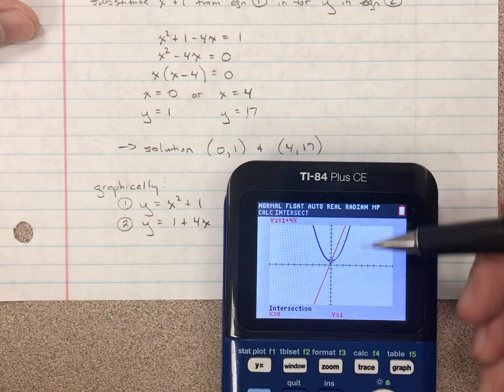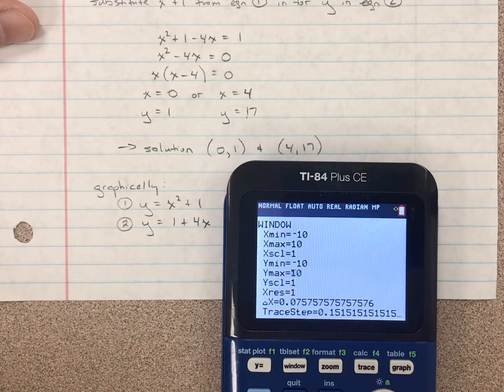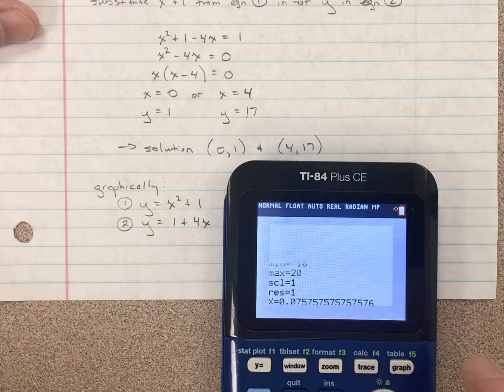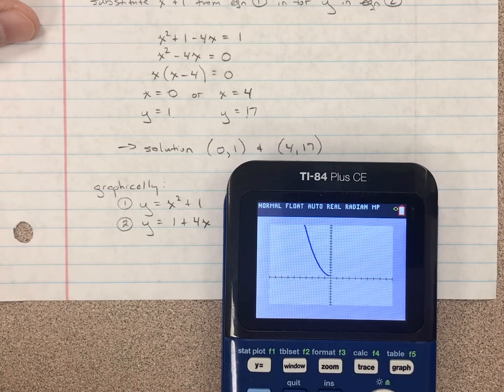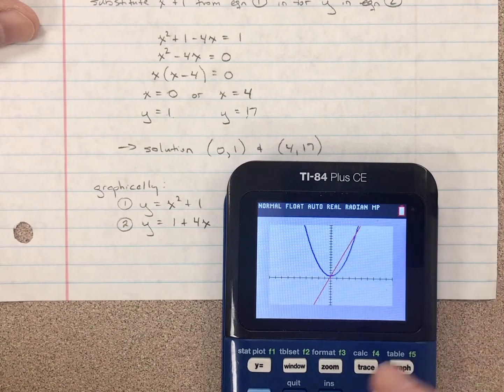I need to go a bit more in the y direction, so I'll go to my window and go up higher in the y direction. Whoops, I'll go to 20. Okay, there's my parabola, y equals x squared plus 1. Here comes my line. And now I can see the other intersecting point right here in quadrant 1.